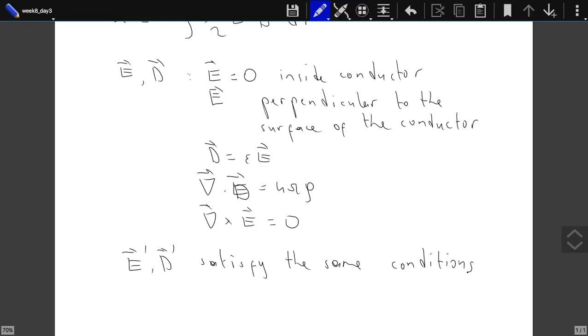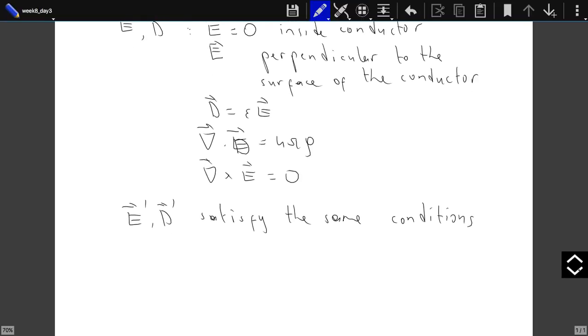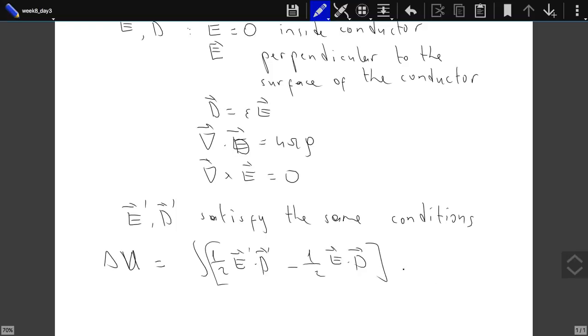And then the book proves that the change in the energy, which is 1 over 2 E prime dot D prime minus 1 over 2 E dot D, is less than or equal to 0. Then he just reverses the argument.